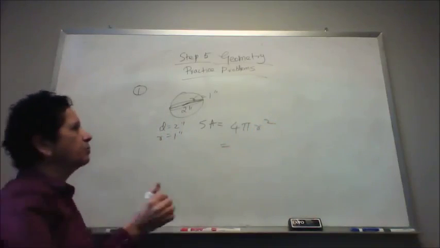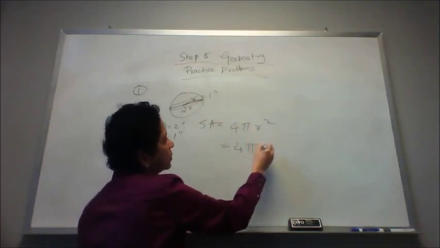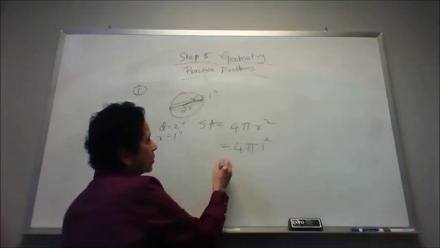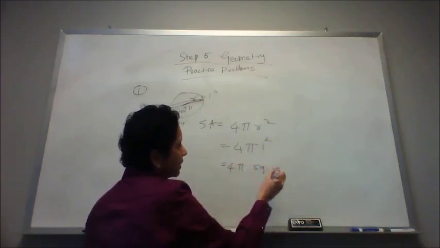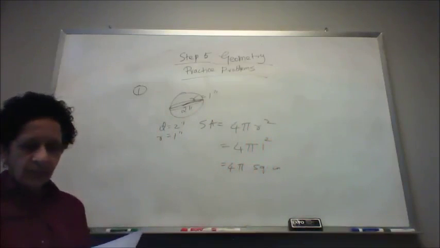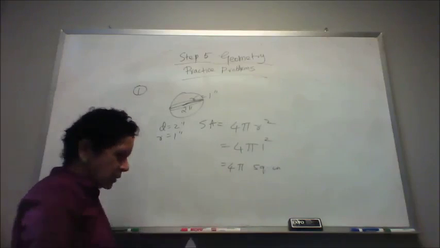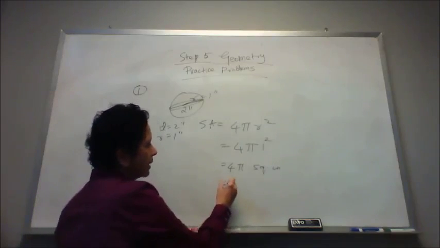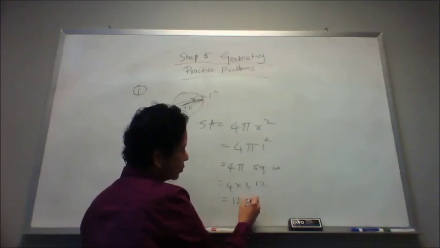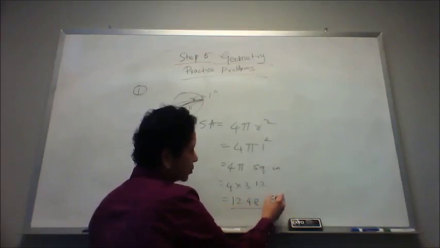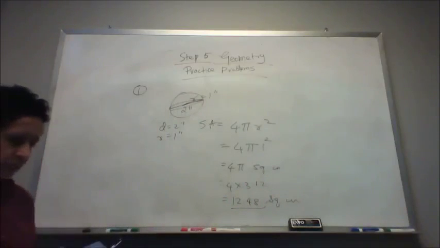Then it's just a simple plug and play, right? Just plug in the right numbers. So 4 pi, the radius is 1 inch, so just 1 squared. So it is actually 4 pi square inches, okay? Sometimes in the exam, they will just say 4 pi in the answer. Sometimes they will actually multiply 4 times 3.12, so you can multiply and get 12.48 square inches. Okay? So that's the answer.